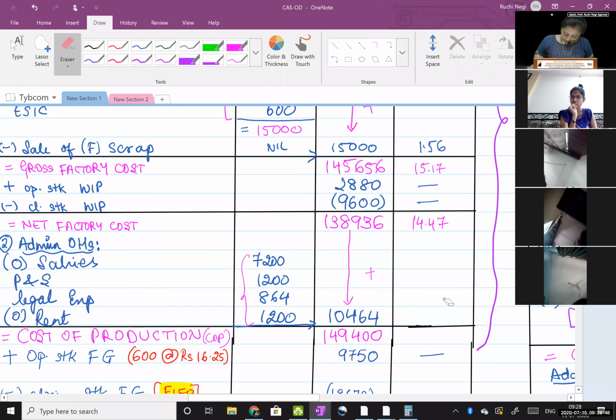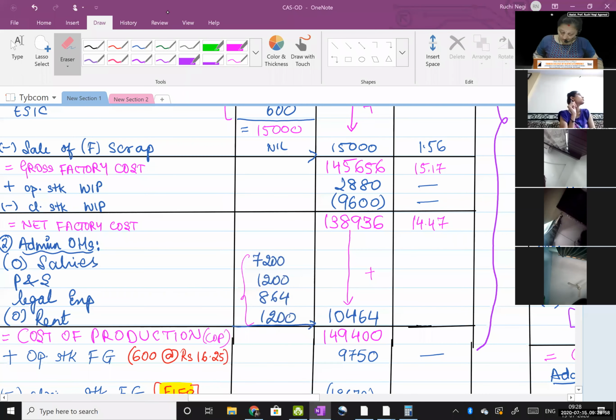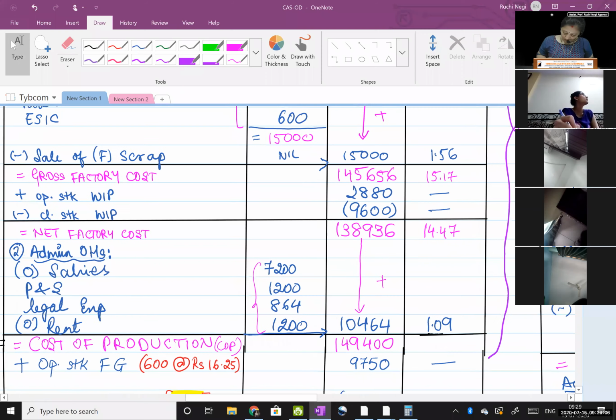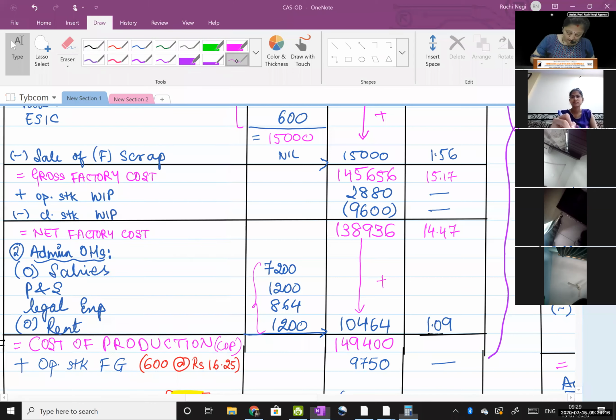Next, admin overheads, 10,464. 10,464 divided by 9,600 units produced, 1.09. So write it here, 1.09. And stop here then. Cost of production, 1,49,400 divided by 9,600, 15.56.